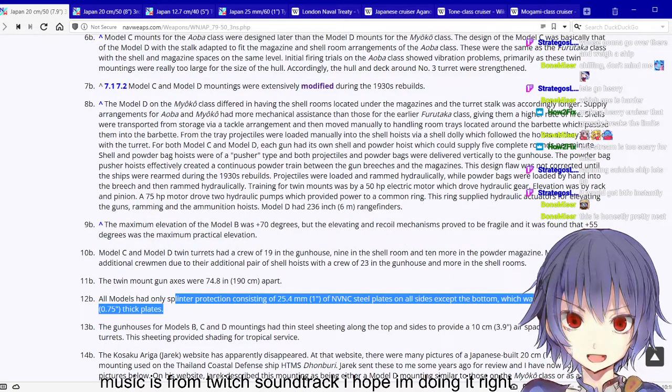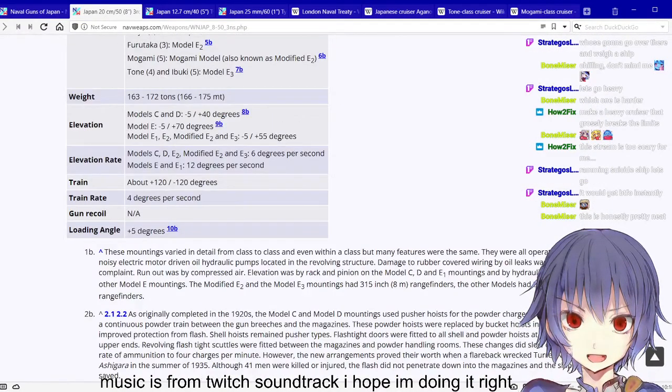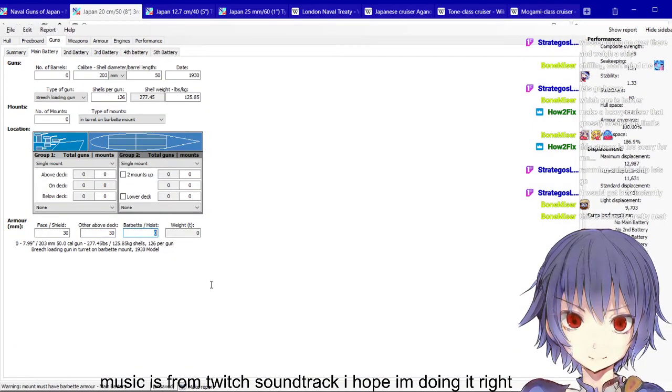25mm splinter protection. Got it. I don't know if I read this yet, but yes it is. So we only need 25mm protection, and we're a bit over that, but that's okay. For barbette protection, we're going to go with 102mm, which is equal to 4 inches.